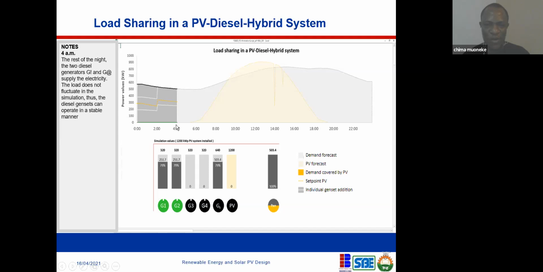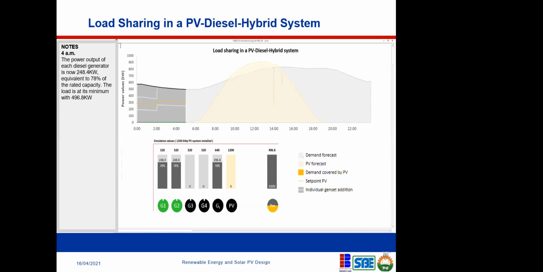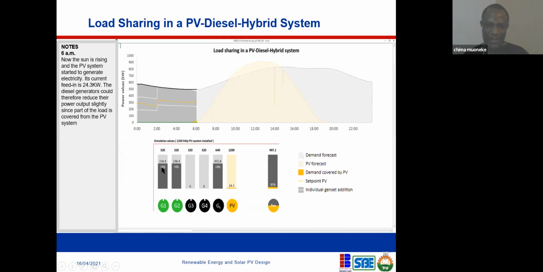Now, if you notice that at 4 a.m., the load is really kind of stable here. So 2 generators keep operating. But you notice that the load has also dropped a little bit. So our load factor has also dropped from 81 to 79%. So these 2 generators are still very okay to carry the load. At 4 a.m., nothing much has changed. The 2 generators are still operating at 78%.